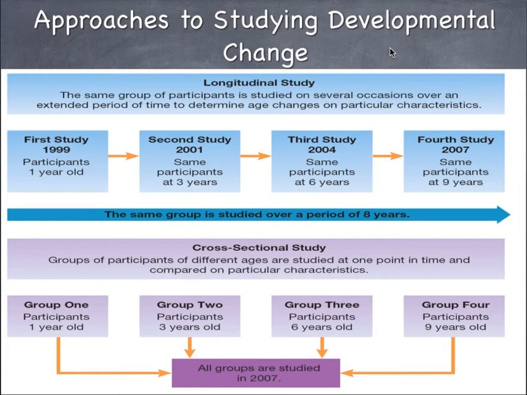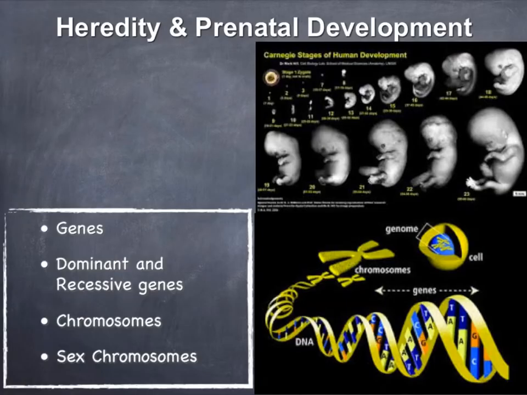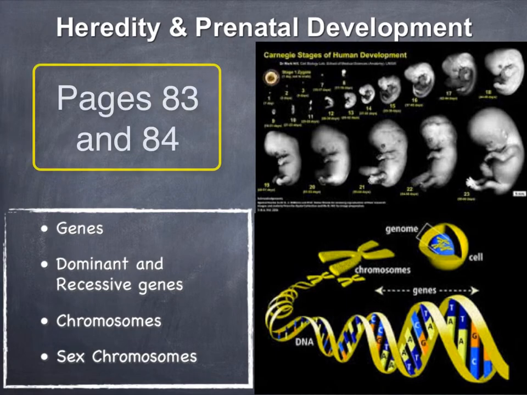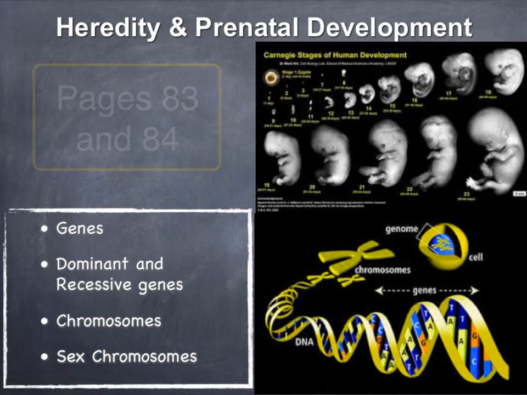So let's begin with heredity and prenatal development. Part of what you need to pay attention to in your textbook is the elements about genes, dominant and recessive genes, chromosomes, and sex chromosomes. This is looking at the development from conception to birth. You'll find a lot of this in your textbook. Now we'll move quickly into the stages of prenatal development.